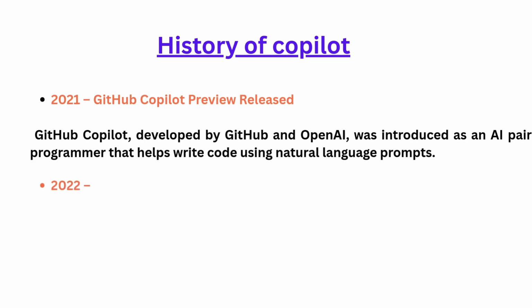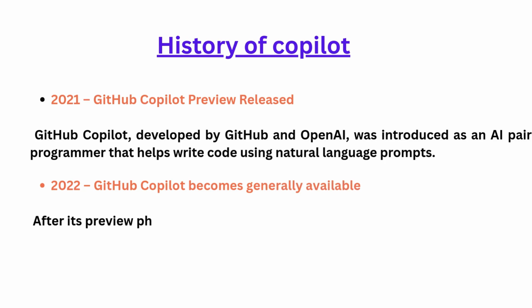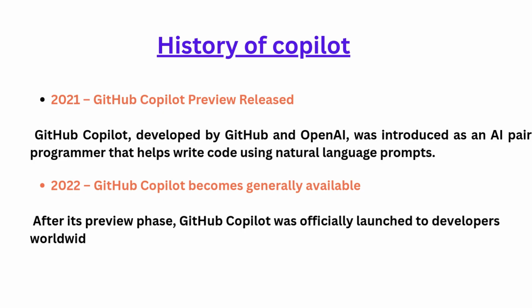Times 2022, GitHub Copilot becomes generally available. After its preview phase, GitHub Copilot was officially launched to developers worldwide. What is it? By 2022, GitHub Copilot became available to everyone. Developers across the world could now use it to speed up their coding work.